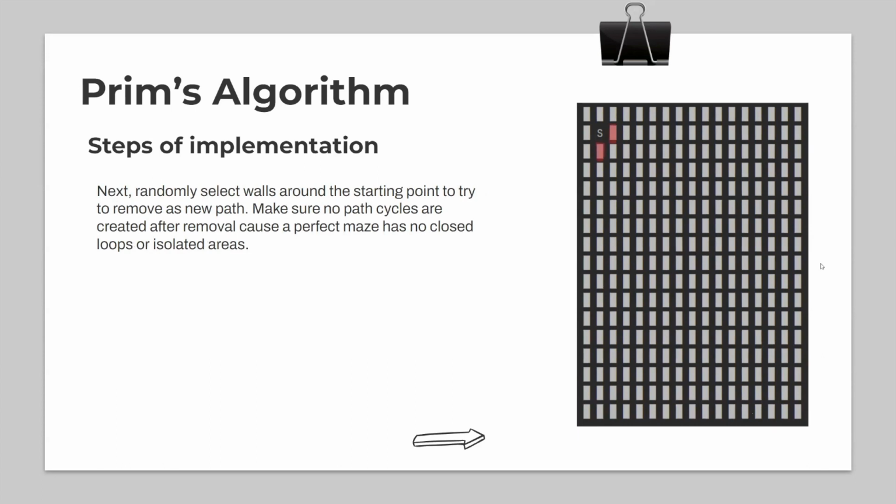Next, it randomly selects the walls around the start point to try to remove as a new path. Make sure no path cycles are created after the removal, because a perfect maze has no closed loops or isolated areas. The red cell is a wall around the start point, and we do not choose the north and the west cell because outside is the border, and we cannot break the border.